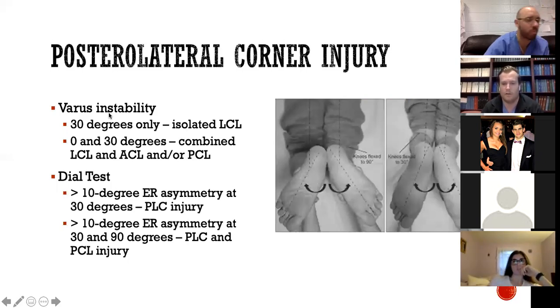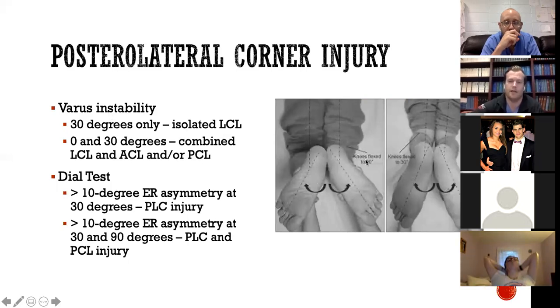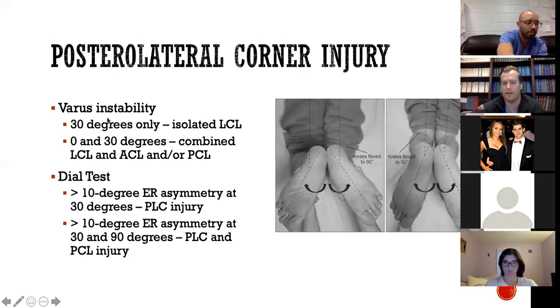Additionally, there's what's called the dial test, where you have the patient either lay prone or supine, and you compare the amount of external rotation with the knees both flexed to 90 degrees and flexed to 30 degrees. What you're looking for is the comparative asymmetry of the amount of external rotation available at both lower extremities, both an injured and non-injured extremity, and it's considered significant or a positive test if it's more than 10 degrees of asymmetry.